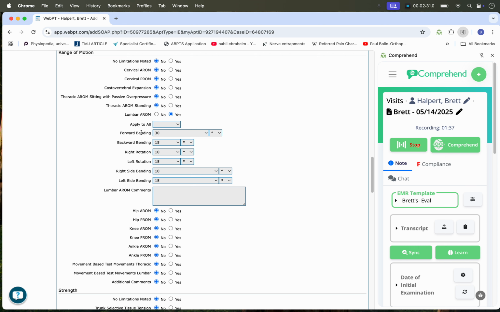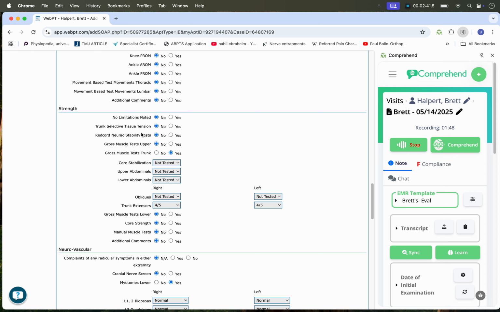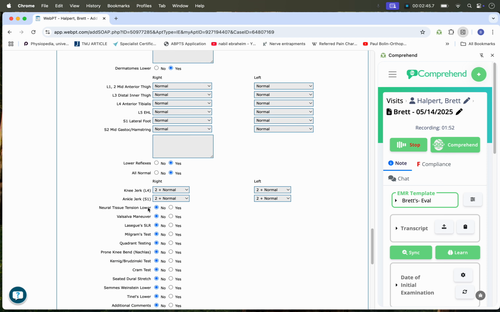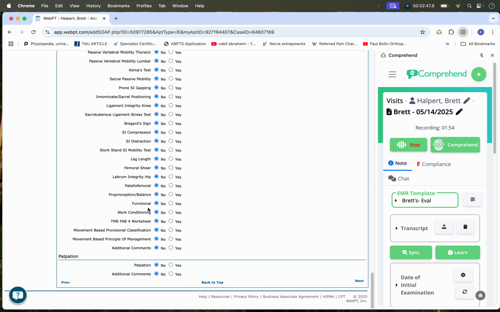Lumbar flexion 30 degrees, lumbar extension 15 degrees, lumbar right rotation 10 degrees, lumbar left rotation 15 degrees, right lumbar side bending 10 degrees, left lumbar side bending 15 degrees. Lumbar extension strength is 4 out of 5. Myotomes, dermatomes, reflexes are all normal.